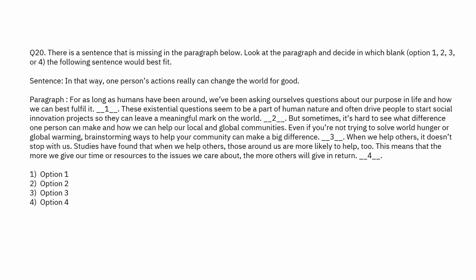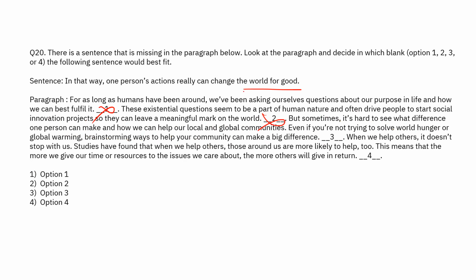Let's move. In that way, one person's actions really can change the world for good. For as long as humans have been around, we've been asking ourselves a question about a person's life: how can we best fulfill it? These existential questions seem to be a part of human nature and often drive people to start social innovation projects so that they can leave a meaningful mark. But sometimes it's hard to see what difference one person can make and how we can help our local and global community. Even if you are not trying to solve world hunger or global warming, brainstorming ways to help your community can make a big difference.